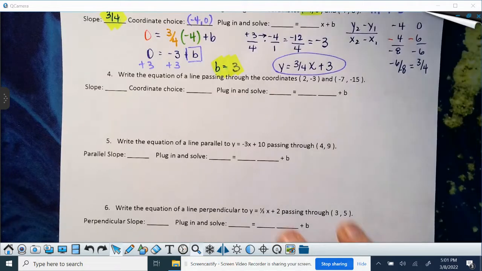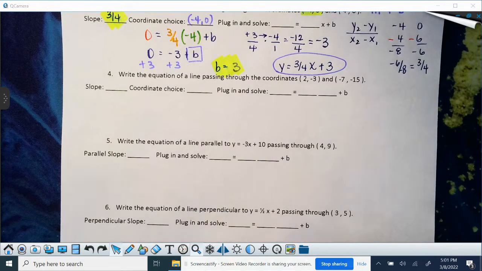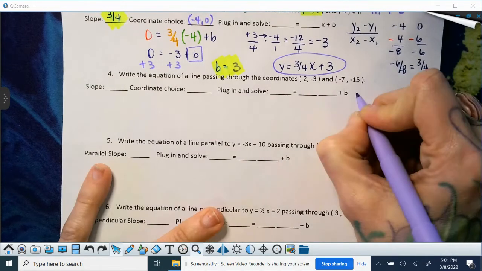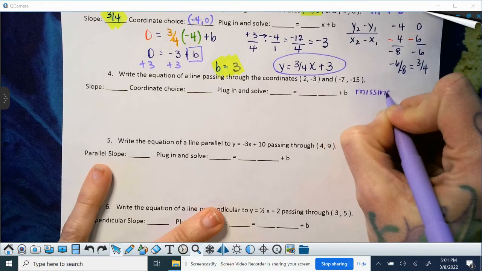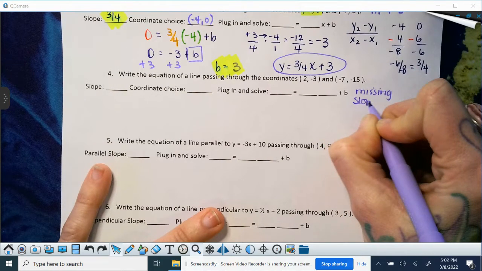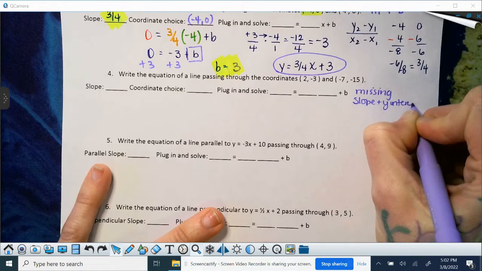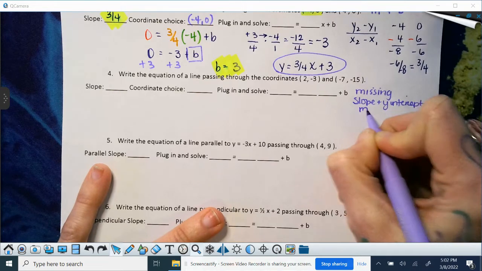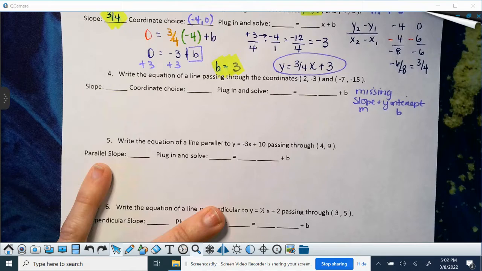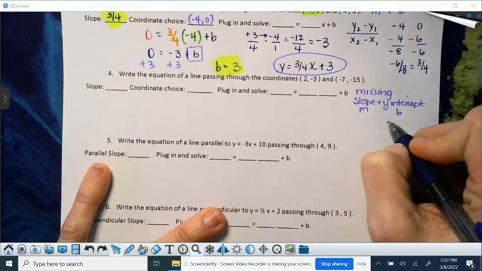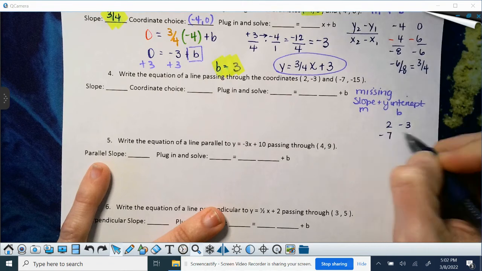Number 4, write the equation of a line passing through two coordinates again. So again, we're still missing our slope and our y-intercept. So we've got to solve for our m and solve for our b. First things first, I would start with your slope. So I'm going to stack them. So 2, -3, -7, -15.